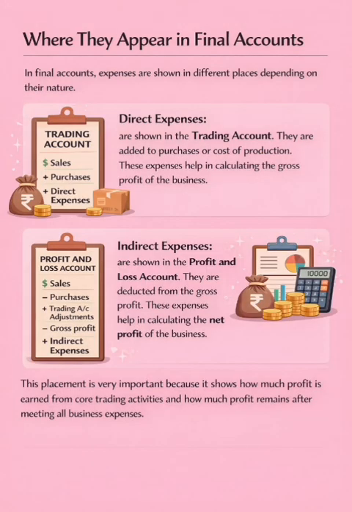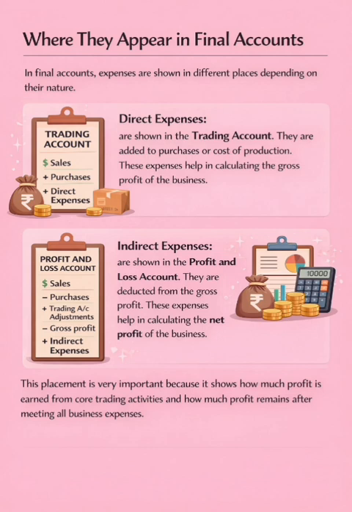Where they appear in final accounts. In final accounts, expenses are shown in different places depending on their nature. Direct expenses are shown in the trading account. They are added to purchases or cost of production. These expenses help in calculating the gross profit of the business. Indirect expenses are shown in the profit and loss account. They are deducted from the gross profit. These expenses help in calculating the net profit of the business.